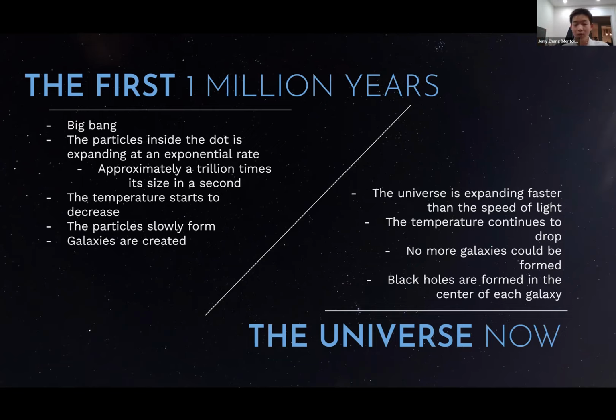And it was expanding approximately 1 trillion times its normal size. So imagine a dot growing 1 trillion times in 1 second, and then that became 1 trillion times again. So within a minute, that dot became the size of our solar system. And if we have enough time, the video will explain this further.